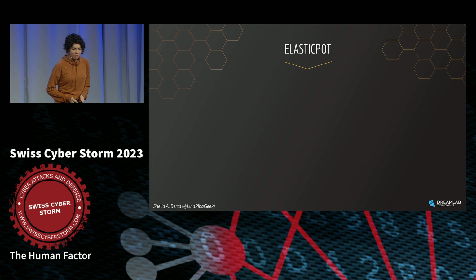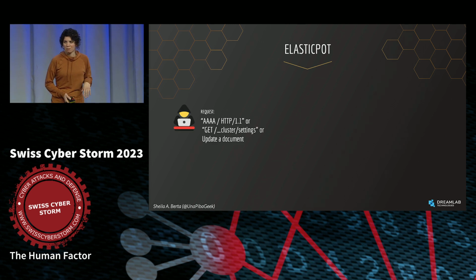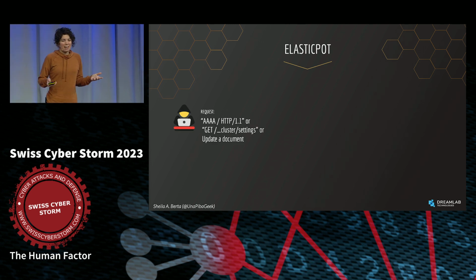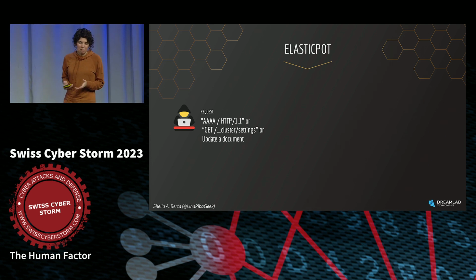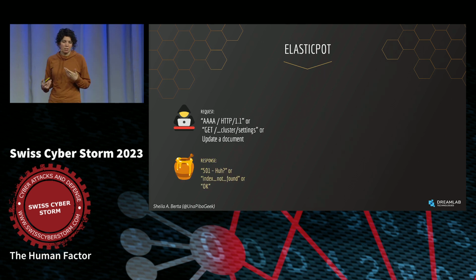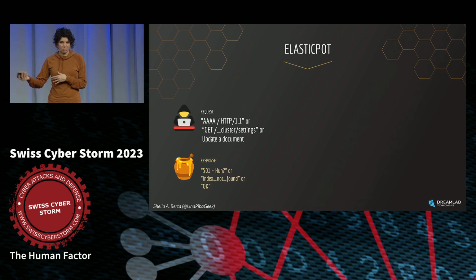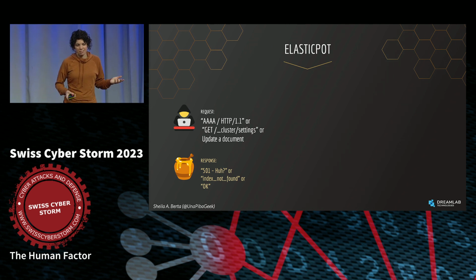ElasticPot, but this one had like 1,000 ways to identify it. I will mention only one or two. This is still emulating a web server as well, so you can play with the HTTP request and also with the real request for an Elasticsearch service. And there are different responses that are not exactly the same as the real service.